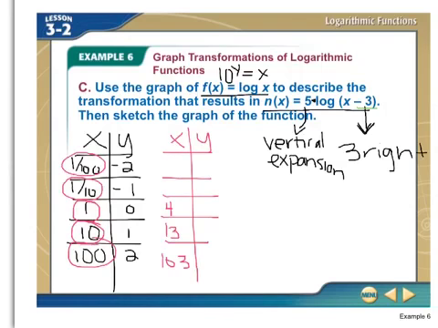If I add 1/10 to 3, that's 3 and 1/10, and 3 and 1/10 would be 31/10. And if I add 3 to 1/100th, that's 3 and 1/100th. So that's going to give me 301 over 100. Take that back.